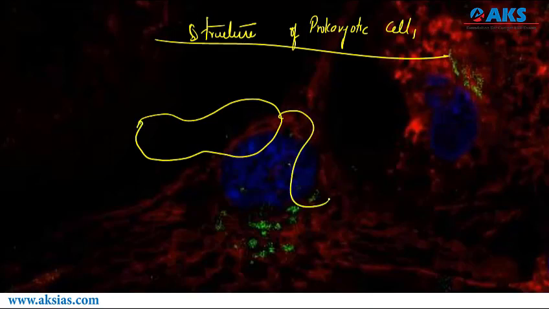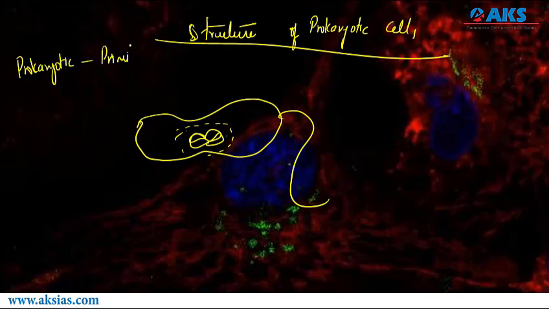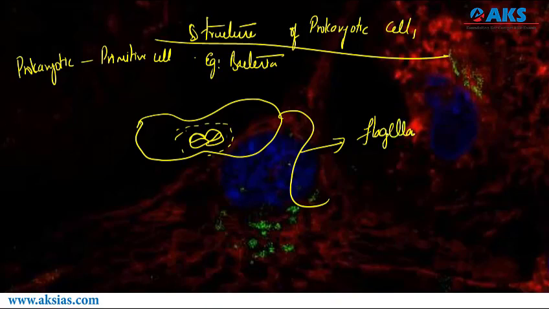Consider this to be a prokaryotic cell. Now let us understand what all this consists of. What do you mean by prokaryotic? It is a primitive cell, and a common example is bacteria. Now this tail-like structure is called flagella.